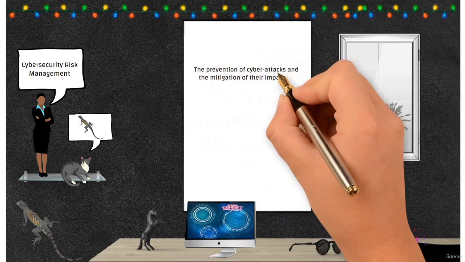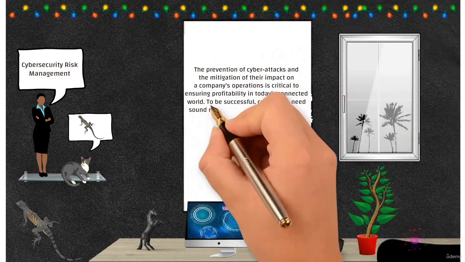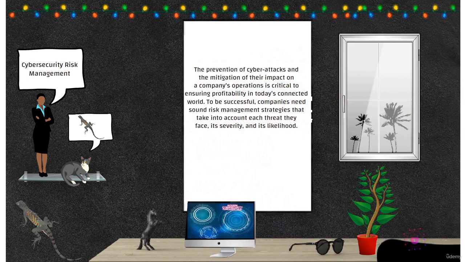The prevention of cyber attacks and the mitigation of their impact on a company's operations is critical to ensuring profitability in today's connected world. To be successful, companies need sound risk management strategies that take into account each threat they face, its severity, and its likelihood.